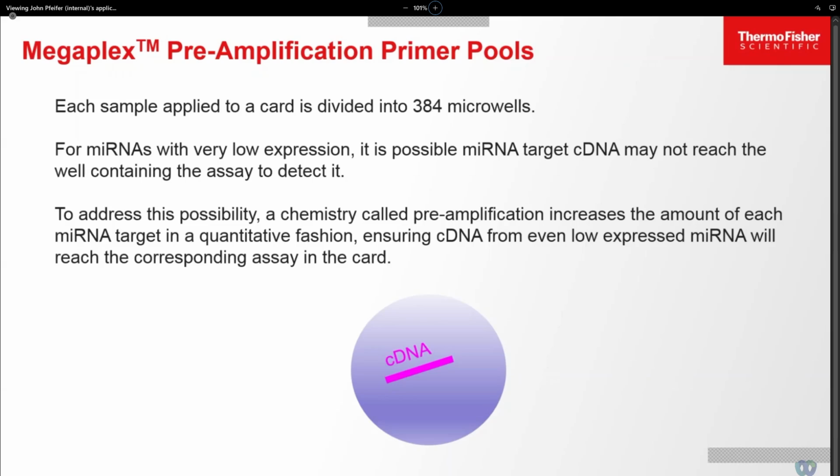So let's say that you've made some cDNA and you're going to apply it to a card. So that cDNA will be divided among 384 microwells. But what if a certain microRNA has extremely low expression? So you only have, who knows, maybe 10 molecules or something of the cDNA. Then there's a chance that the cDNA for a particular target won't reach the well that has the assay for that target. So to keep that from happening, we have a chemistry called pre-amplification, which will increase the amount of each microRNA target quantitatively. So that way, even if you have a very low expressor, then some cDNA from that low expressor will end up in the assay that's designed for that target.